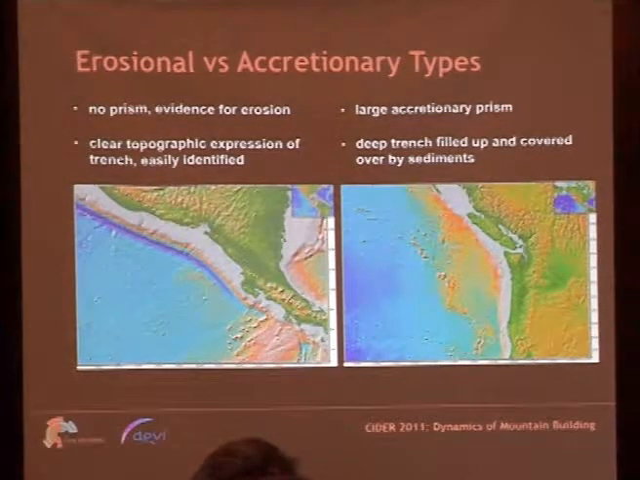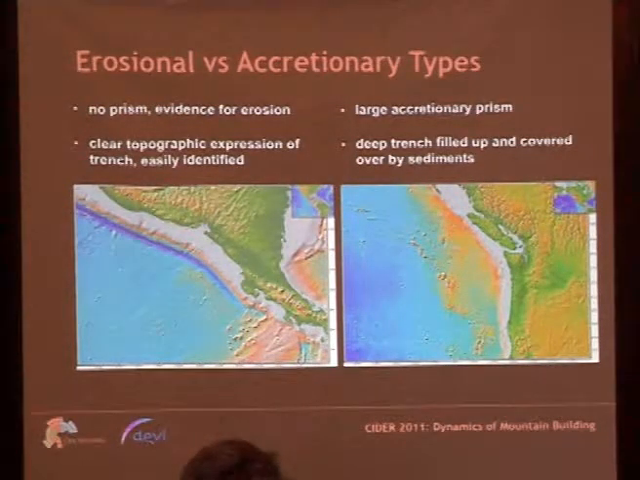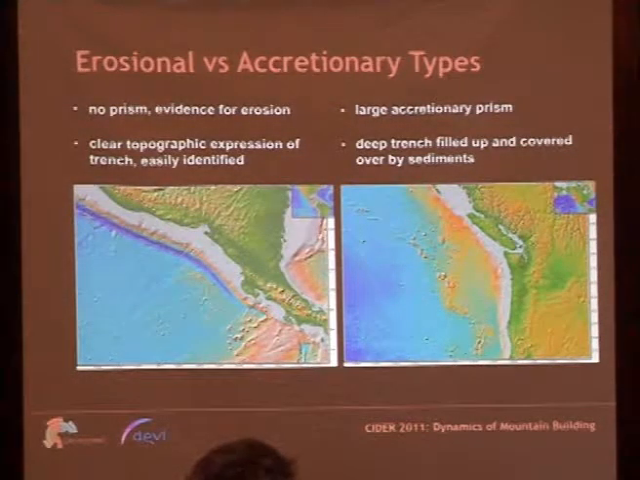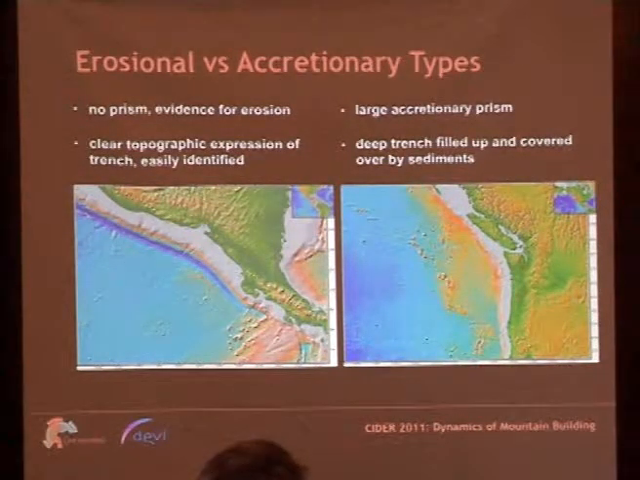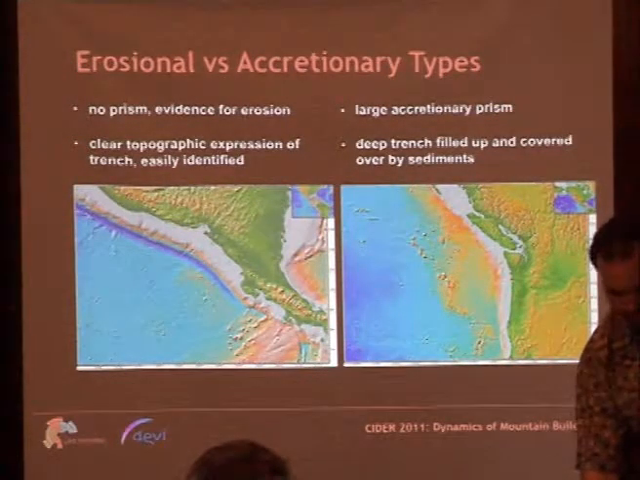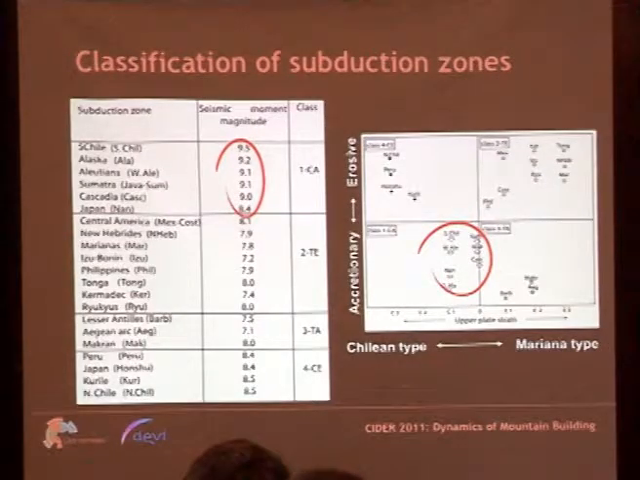So here we've got Central America, and you see a nice deep trench there. The reason you see that is because it's not covered in sediments. Over here, you don't see it. This is Pacific North America, Pacific Northwest. Where's the trench? It's covered in sediments. It's a big prism here. And this margin has been measured to have some erosive aspect. So you can go around the planet measuring which ones are erosive, which ones are accretionary, and maybe which ones are more Chilean or Mariana type. And this is another attempt. There's always, every couple of years, a new attempt to classify subduction zones.